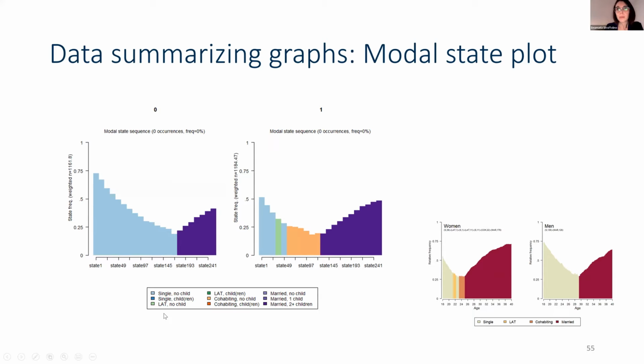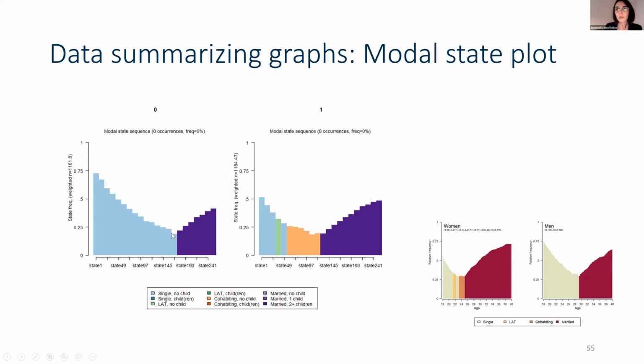So you see that here I use a bit more complex alphabet: single, no child; single with children; LAT, no child; LAT with children; cohabiting with and without children; and married without children, with 1 and 2 children. So what happens here? The plot displays the share of individuals being in the most frequent state at each time point. For the left-hand side of the figure, we see that at age 18, which is represented by the beginning of our time frame on the x-axis, around 70% of the individuals, men in this case, are single. And then the modal state remains the same because it remains being single, but the share of individuals in that state decreases over time.